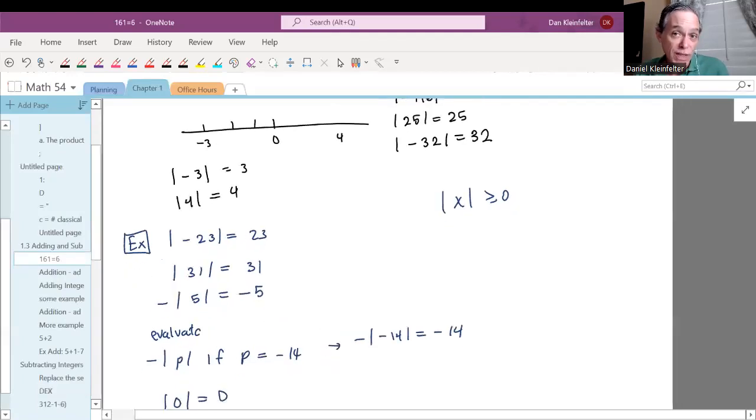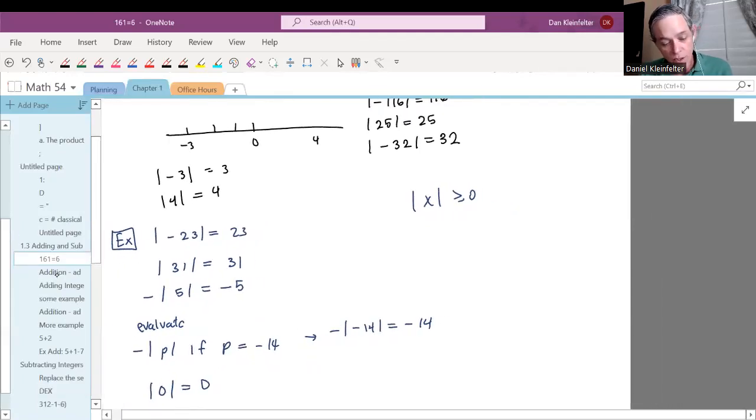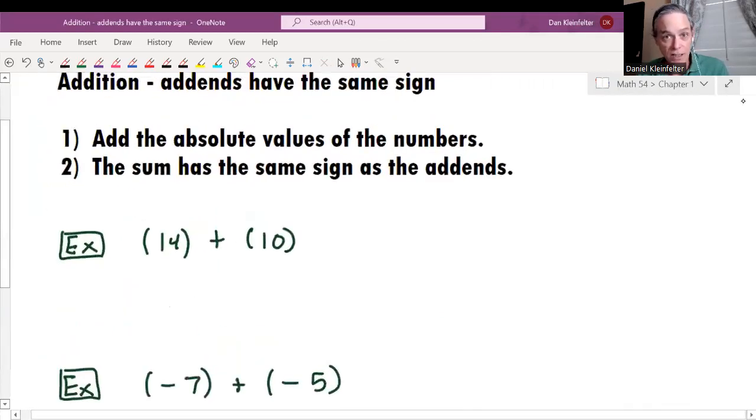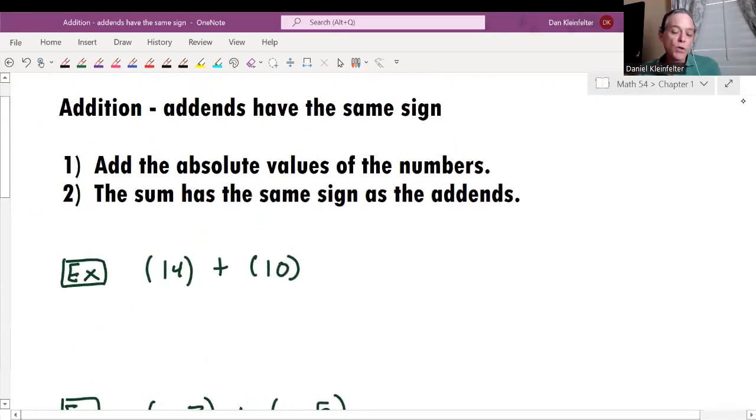Okay, so that's useful in its own right, but also it will help us right here when we start actually working on addition. So we're going to divide addition into cases, meaning depending on what the problem looks like, that will help us decide what to do. So for addition, where the addends, that's the numbers being added, have the same sign, here's what you do. 2 steps.